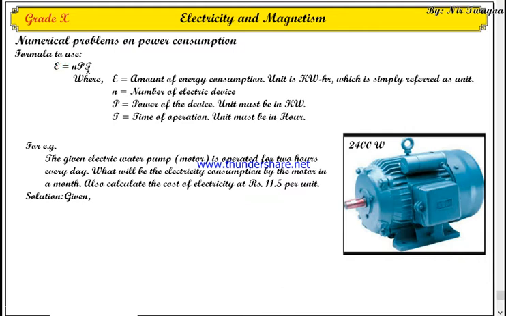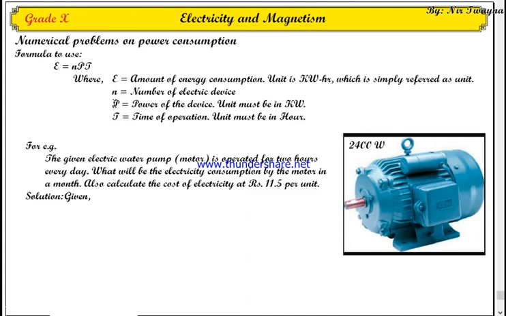Now if you write E equals P into T, then that will be electricity consumption by a single device. But you use multiple devices, several devices in your house, so that's why we need to multiply this by N. So you get the formula E equals NPT.